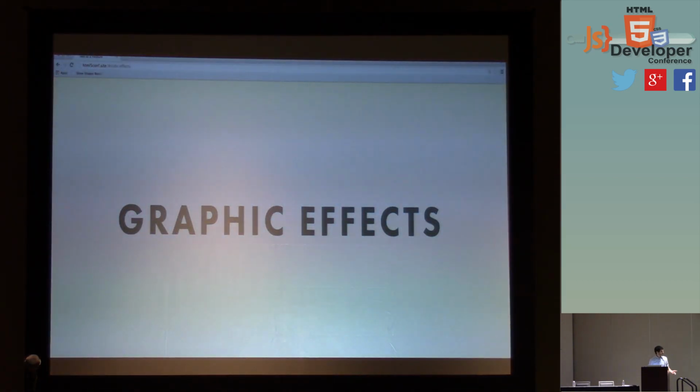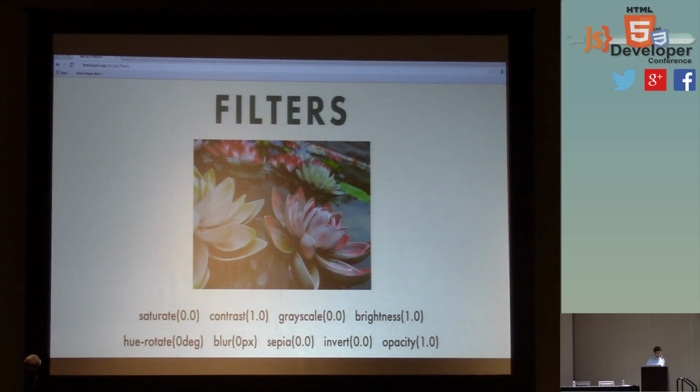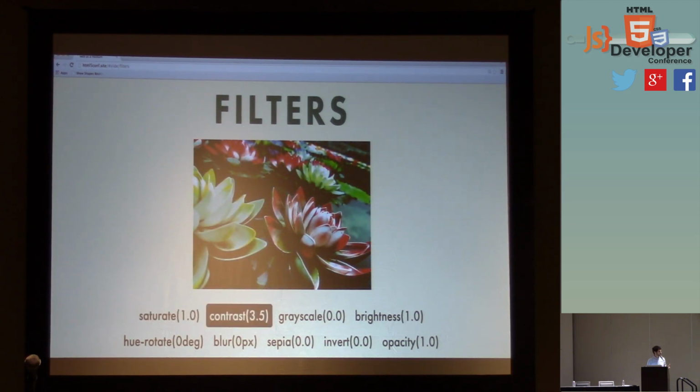First up is graphic effects. These are image manipulation techniques that you would typically use in tools like Photoshop or Lightroom and output static images. So when you're playing around with photos and changing them around, first up is filters. If you use Photoshop or Lightroom, you've probably played with the contrast, grayscale, or brightness of an image just to change the effect of it.